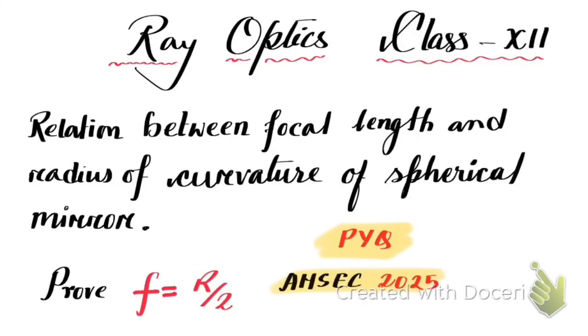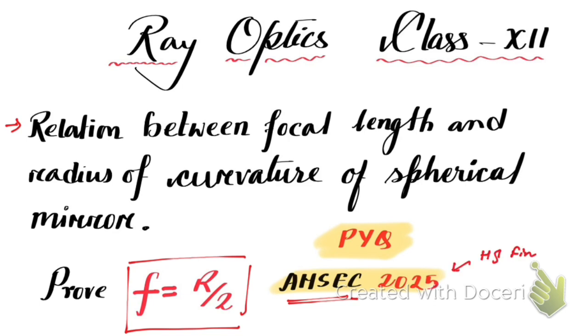Hello friends, this is the first lecture of ray optics, and today our topic of discussion is the relation between the focal length and the radius of curvature of a spherical mirror. Here we're going to prove this relation, and this was asked in the Assam Higher Secondary Education Council AHSEC final examination 2025, right?